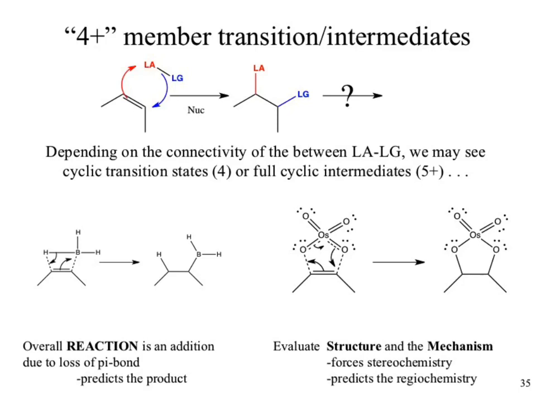Okay? So depending on that connectivity, we may see cyclic transition states of 4 or 5-membered rings. In the case shown here, we've got 2 examples. In the first one, the reagent is HBH2. Where's our electrophile? Hydrogen or boron? Why are you saying boron? We've got a couple different answers for why boron's an electrophile.